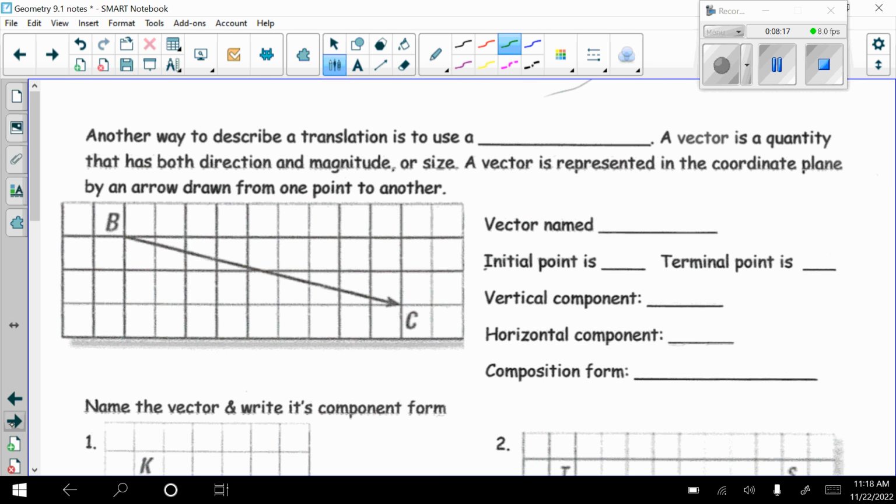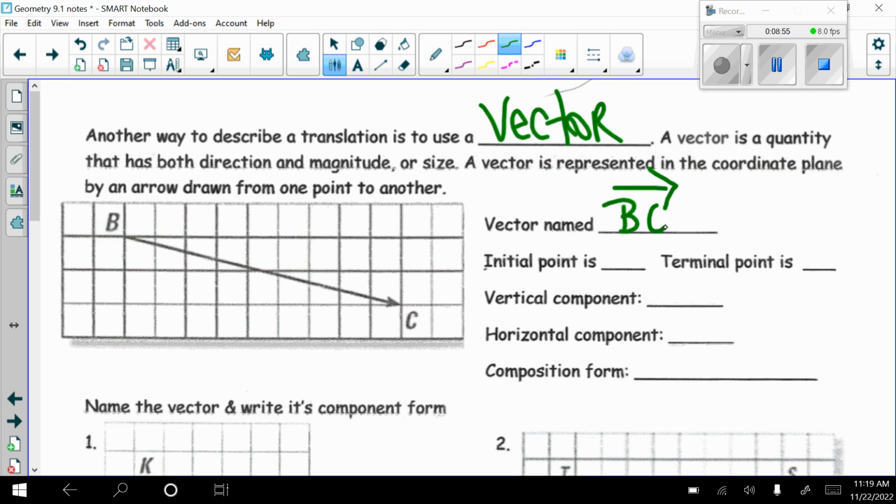Here, let's go ahead and look at the back. Another way to describe a translation is to use what's called a vector. A vector is a quantity that has both direction and magnitude, or size. A vector is represented in the coordinate plane by an arrow drawn from one point to another. So in this picture, I have B and C labeled, and you can see I have an arrow from B down to C. This vector would be named with the same notation as a ray, so it would be named vector BC, with a ray symbol above it.